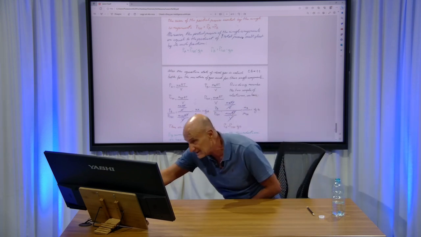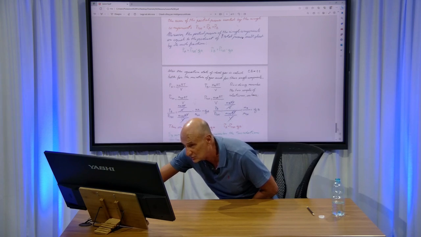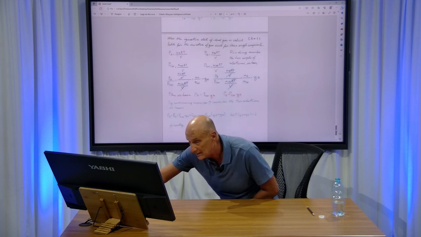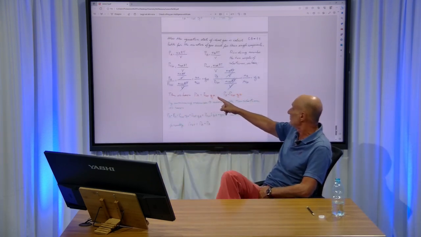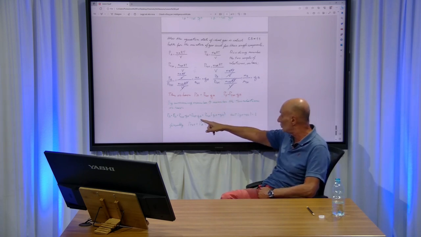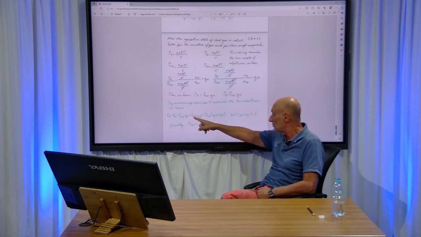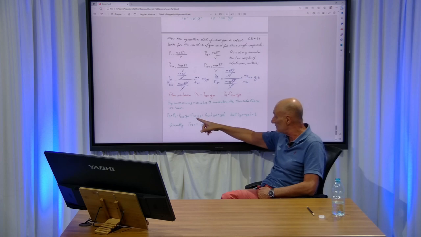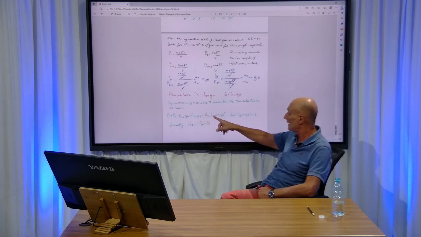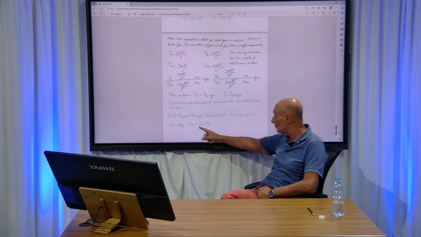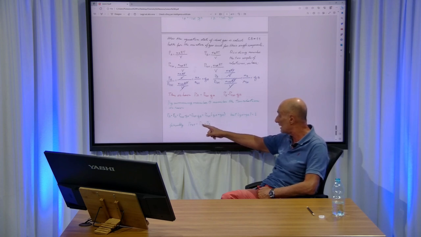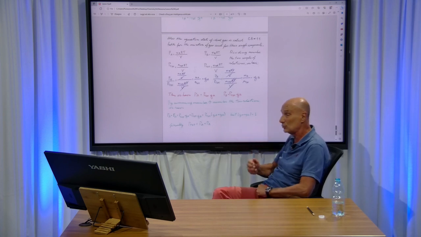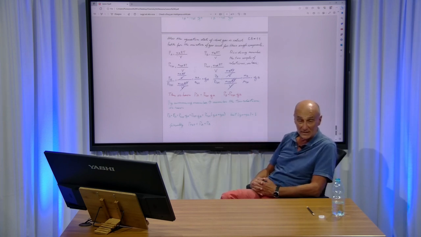Finally, by summing member to member the two last relations, we have PA plus PB is equal to P total YA plus P total YB. Putting in evidence P total, we have P total that multiplies YA plus YB. But YA plus YB is equal to what is known, 1. So finally we have that P total is equal to the sum of PA plus PB. Namely, the total pressure of a mixture of gases is equal to the sum of their partial pressures.